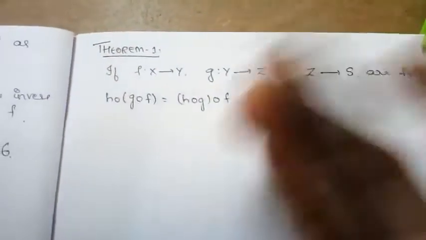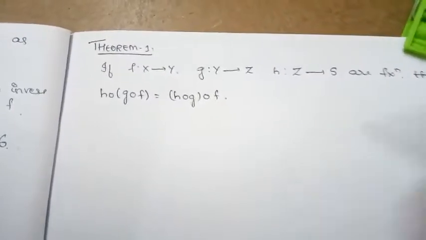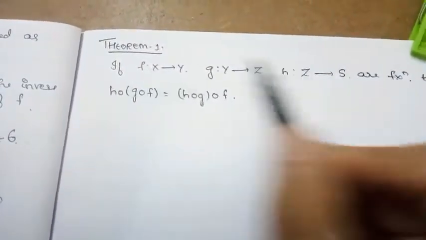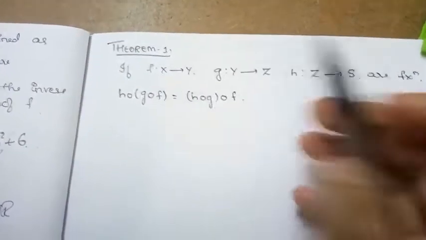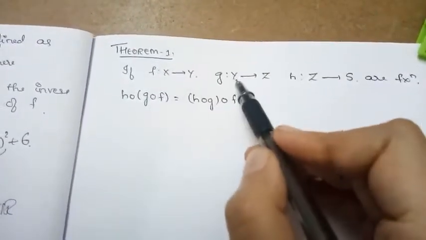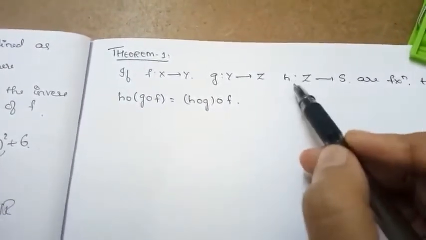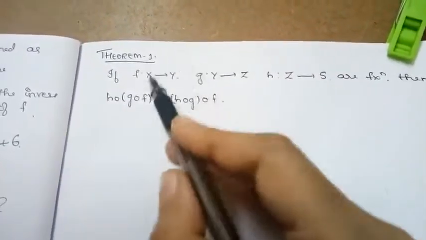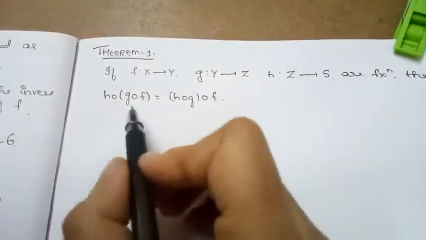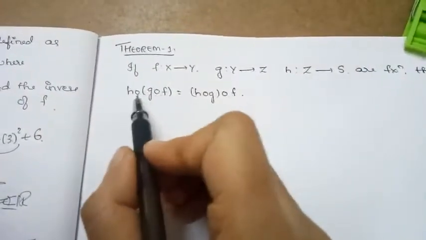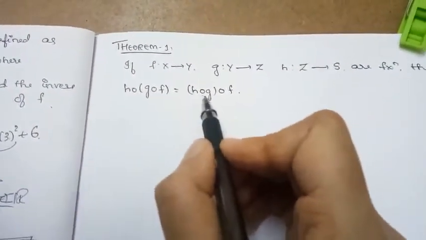Here is one theorem based upon the composition of functions, that is they have defined three functions f, g and h, where f is an arbitrary function from X to Y, and g is from Y to Z, and h is a function from Z to S, where X, Y, Z, S are arbitrary sets. And then what we need, then they are saying that h of g of f is equal to h of g of x.